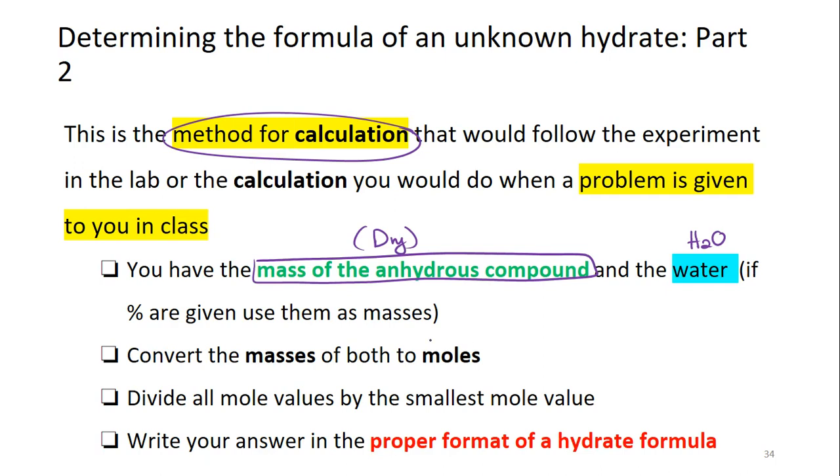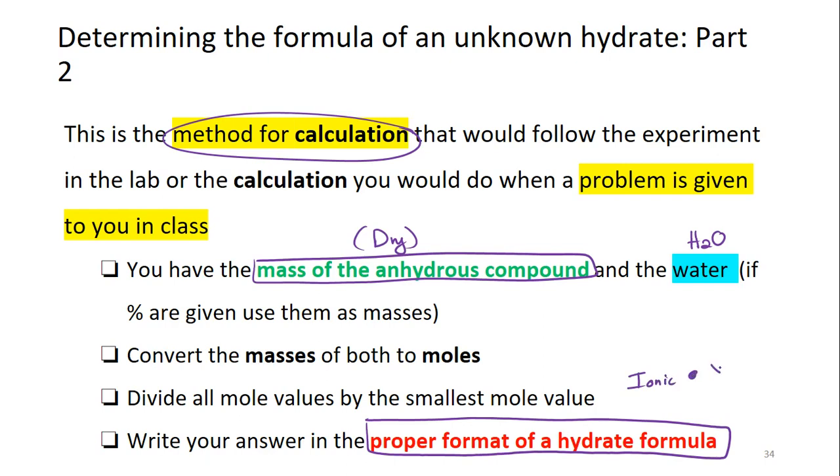The second step is to convert the masses of both to moles. Then you divide all mole values by the smallest mole value. This is just like what you did for empirical formulas. And then once you have the number of water molecules, you write your answer in the proper format of a hydrate formula. That means ionic compound, dot, and then some number of water. This is the form that the hydrate formula should be written in.